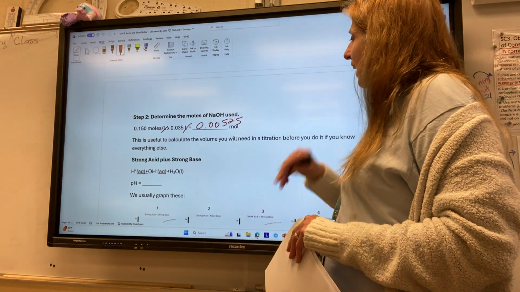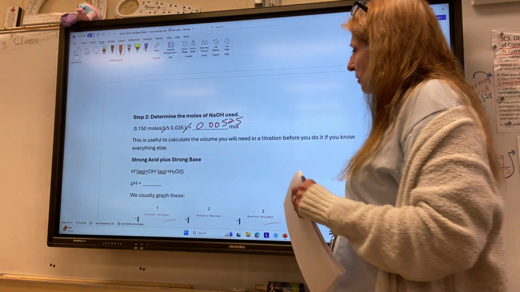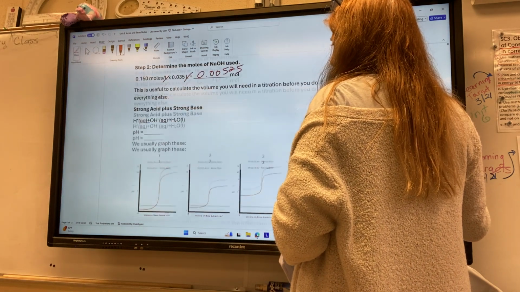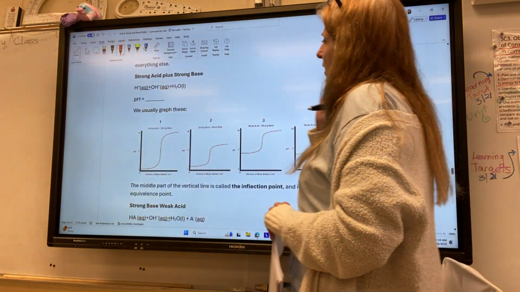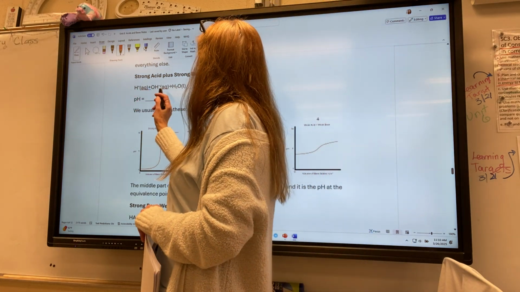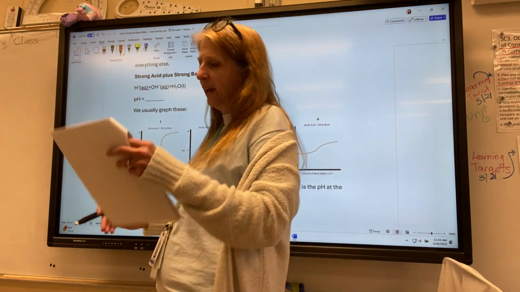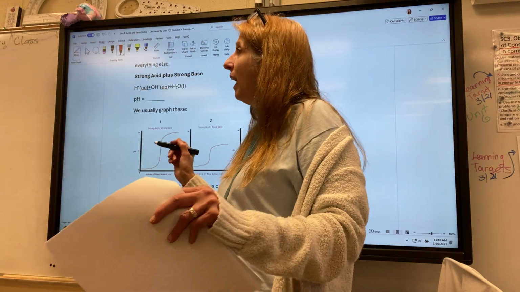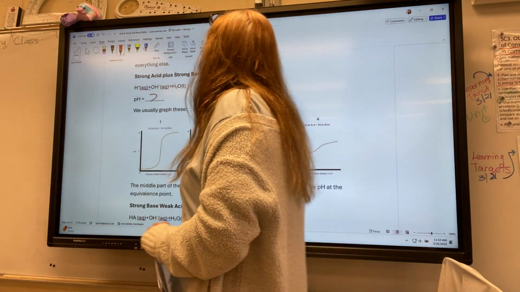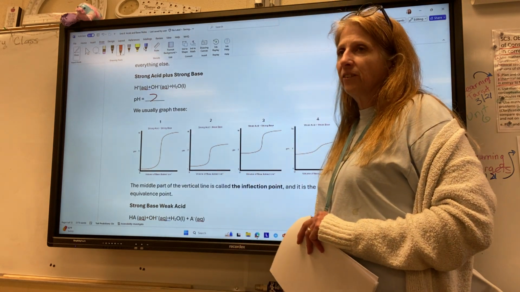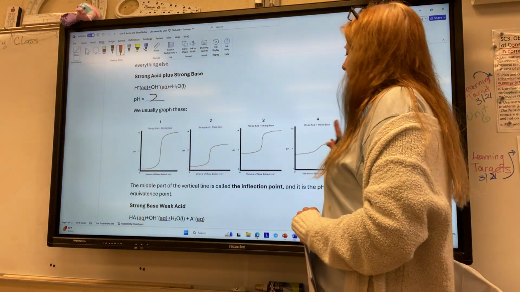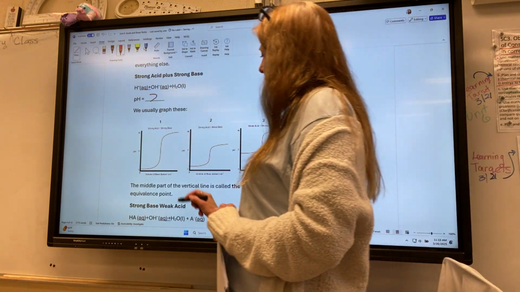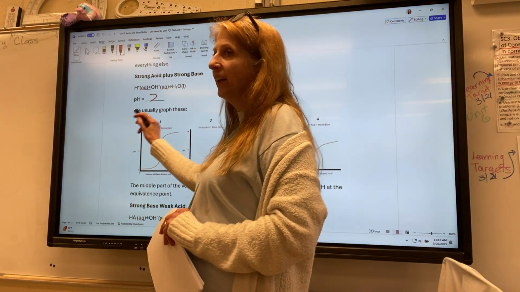Okay, so next, strong acid plus strong base. You need to know if you have a strong acid and a strong base, you get water, and what's the pH? We learned this in honors. What's the pH of water? 7. Okay. Now, we graph these. This is the new thing: we graph, and these are called titration curves. See how they're all curvy? If you have a strong acid and a strong base, this is the graph.